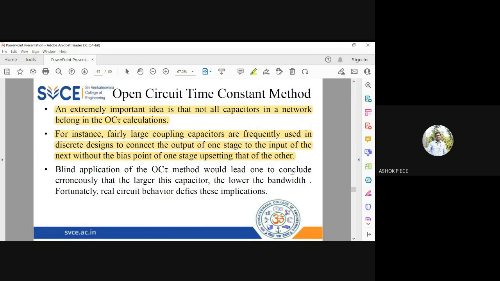So if you blindly apply the OC tau method to any network, you may get a wrong estimate of the value. Only if you find the actual circuit behavior, by exciting the circuit and finding out the mathematical values, can you actually estimate the real bandwidth of your system.